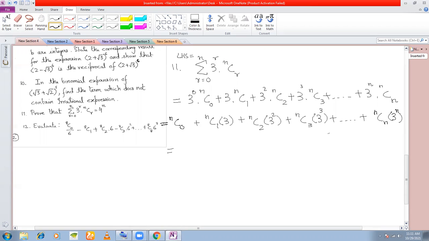Now see, this is actually a binomial expansion. We want to write this as a binomial. So how am I going to do it? The first term I can write as nC0 into 1 to the power of n into 3 to the power of 0. Let's write 3 to the power of 0 also here. I can write the first one this way. Do you agree, all of you?